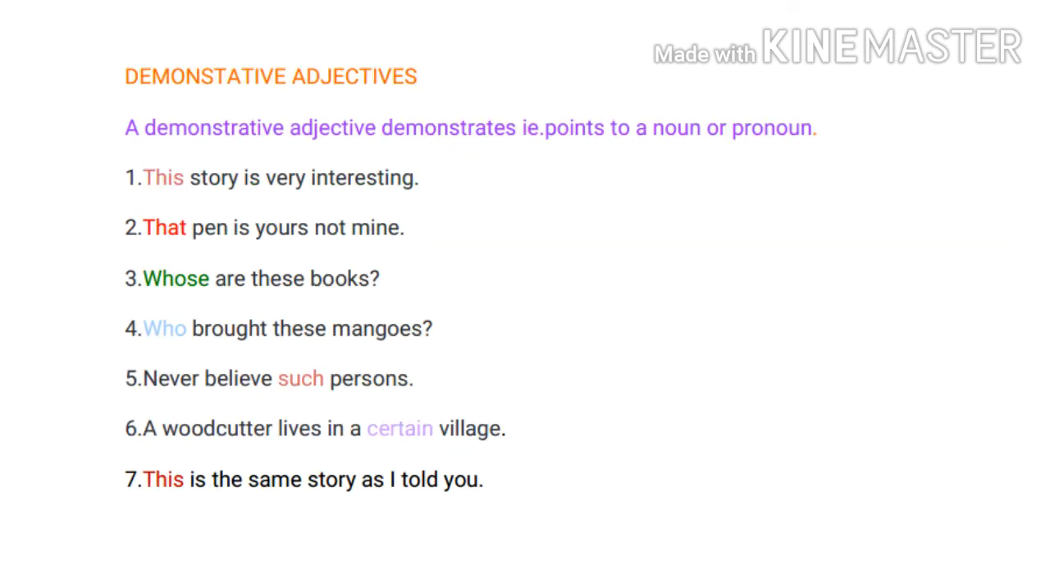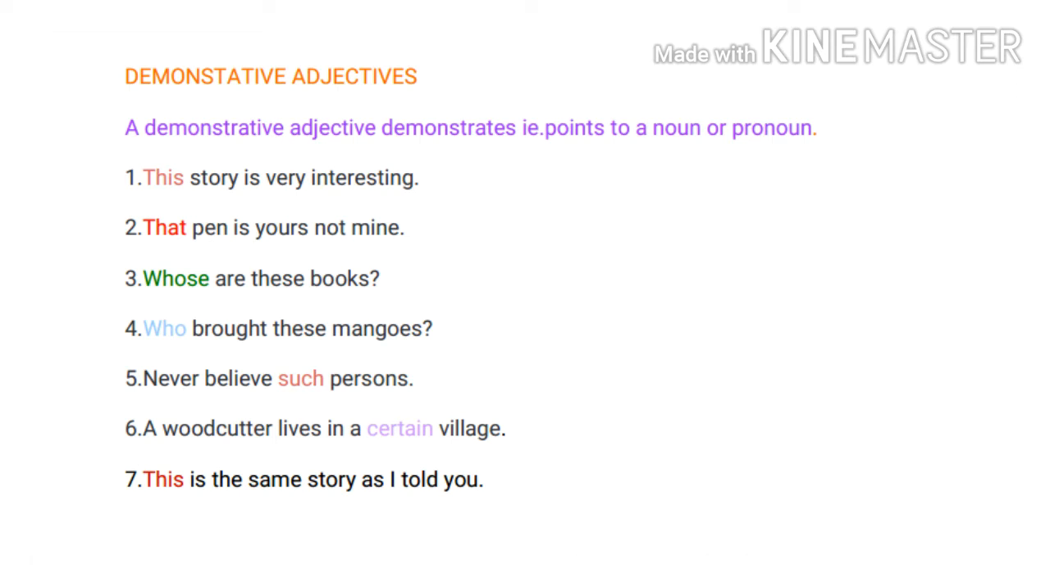Next one is demonstrative adjectives. Demonstrative adjectives demonstrate, that is, they point to a noun or pronoun. Look at the examples. This story is very interesting. That pen is yours, not mine. Where are these books?